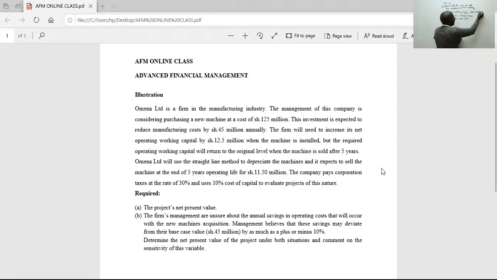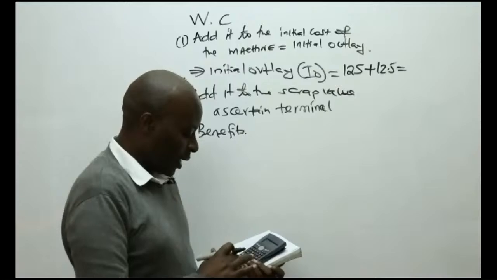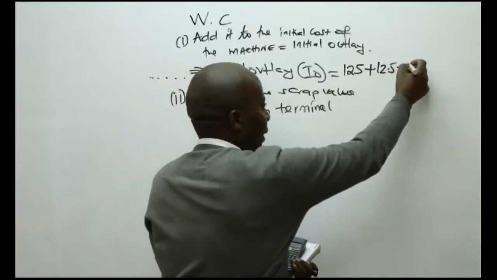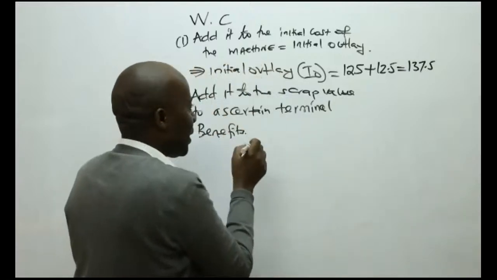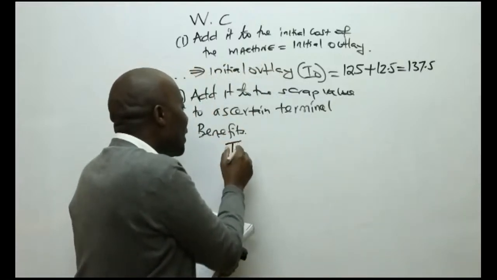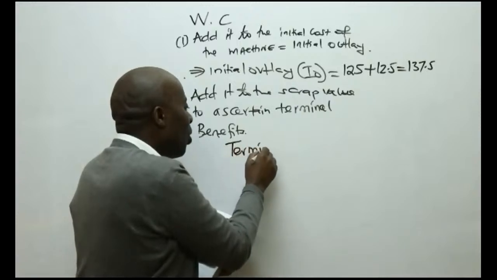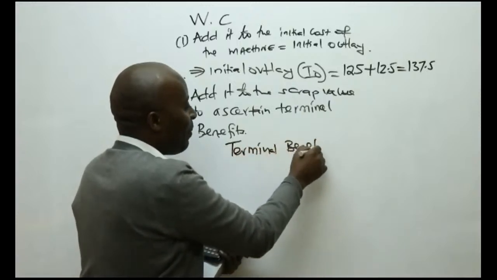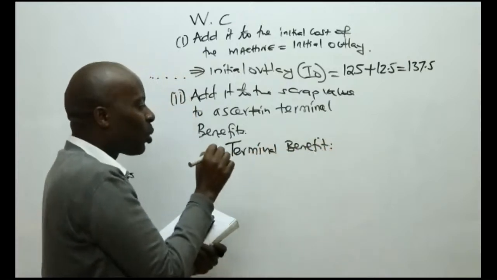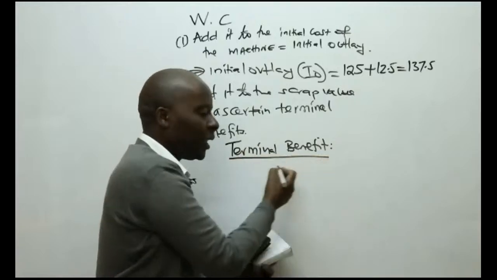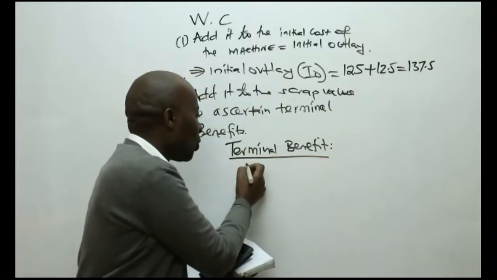So could you kindly combine the two using your good calculator. We have 125 plus 12.5. What are we getting there? We are getting 137.5, like that. And then come and add this. So come and, ladies and gentlemen, ascertain what we call the terminal benefit, the terminal benefit when we terminate this particular project. What are we going to get at the end of the day? Number one, we shall get what we call the scrap value.